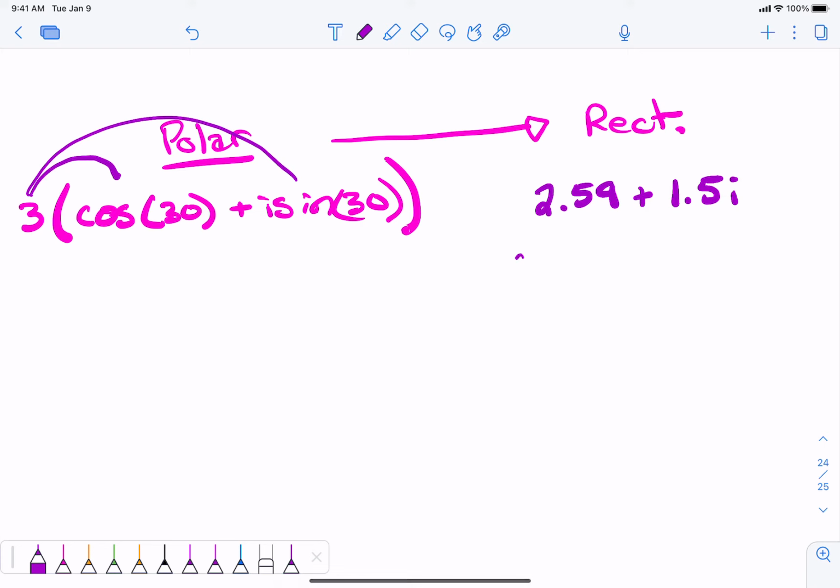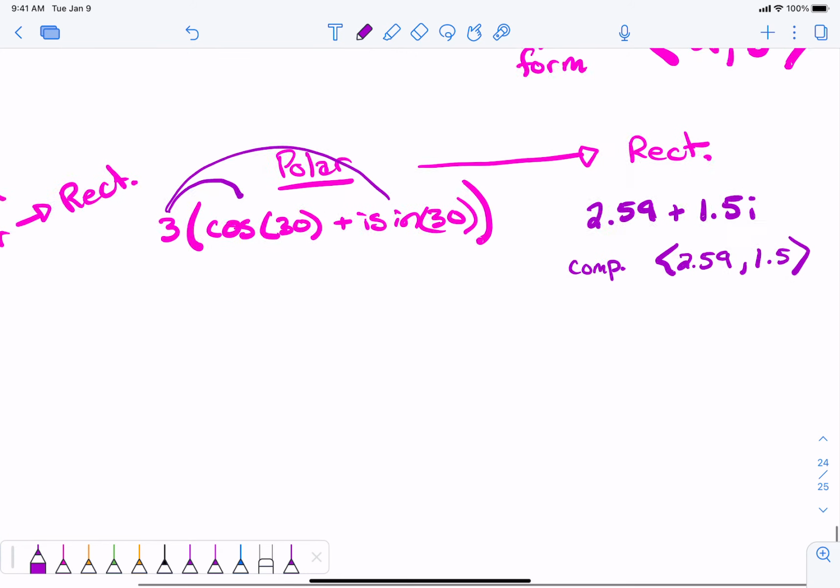Or if you're doing component form, that would be <2.59, 1.5>. Okay? So rectangular form and component form mean the same thing. That's going from polar to rectangular. It's just a simple plug into your calculator. Going the reverse is not that easy, but we'll get to that point. Okay? Happy with that? Not too bad?